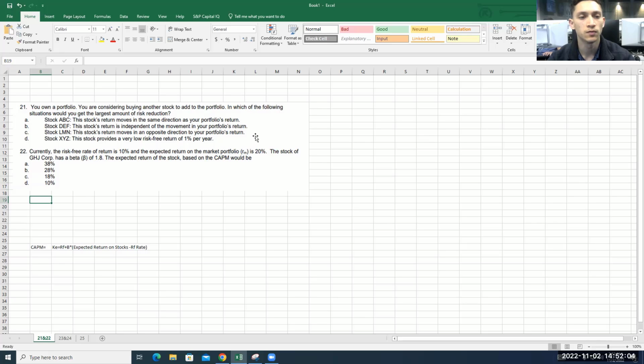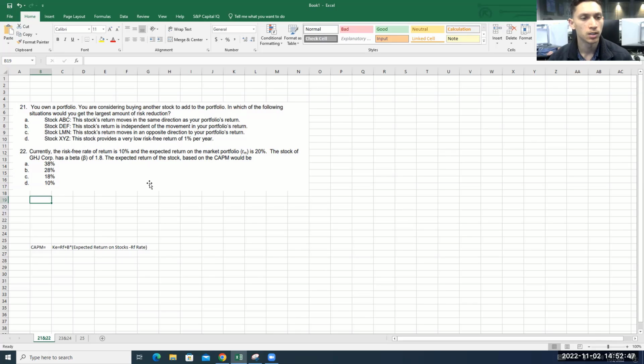C, the stock's return moves in an opposite direction to your portfolio's return. And D, the stock provides a very low risk-free return of 1% per year. So what we want to be looking for in the relationship between our portfolio and the risk reduction is a negative correlation, which would be C here. It says the stock's return moves in the opposite direction of the portfolio's return. That negative correlation just provides more benefits for us, and that's what we want to be looking for in this scenario. So it's going to be C.